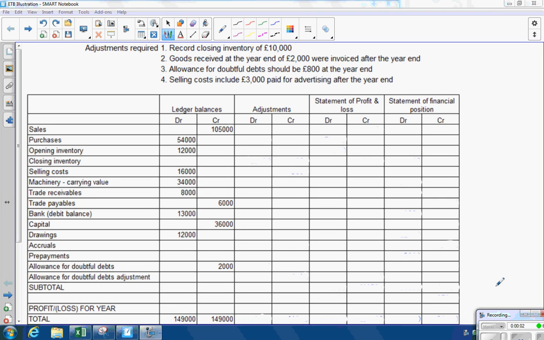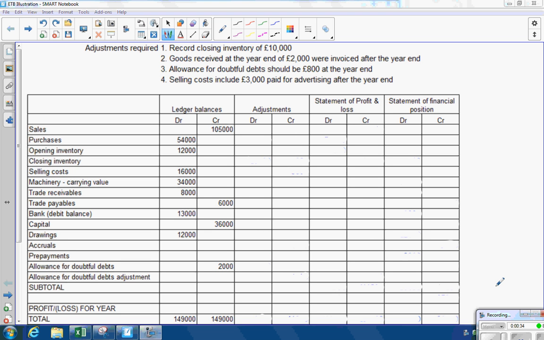In this video, we're going to look at how we complete an extended trial balance, or ETB. So on screen at the moment we have a table which shows the various accounts taken from our nominal ledger together with the ledger balances. This is our normal trial balance. To the right of that we have columns for adjustments, then columns for statement of profit and loss, and lastly columns for the statement of financial position.